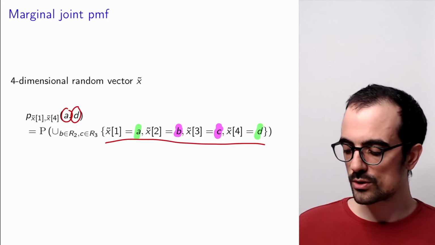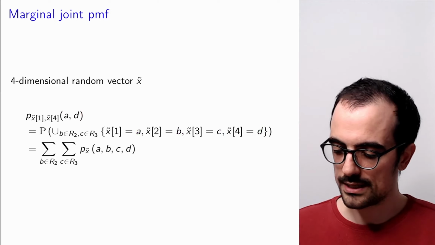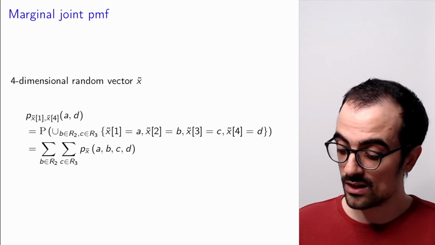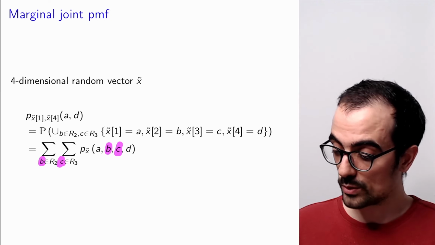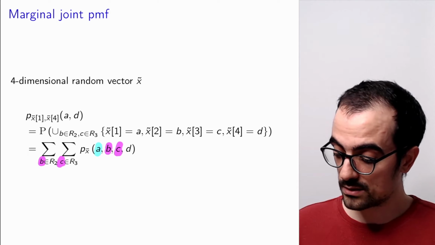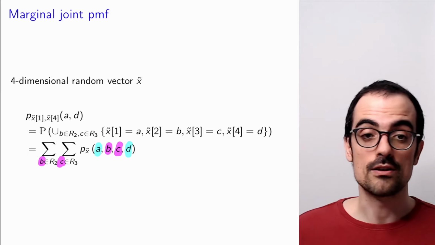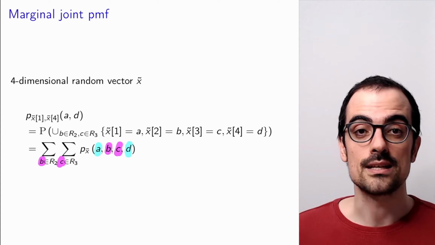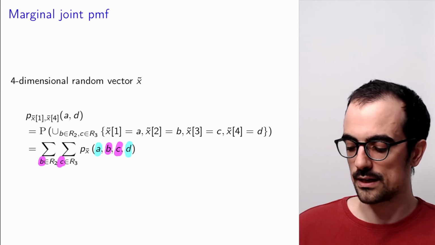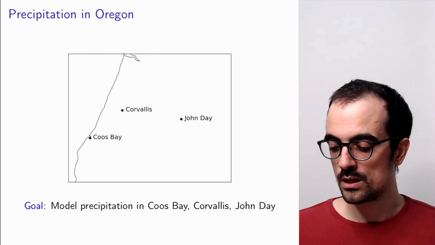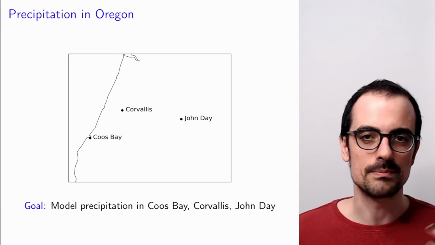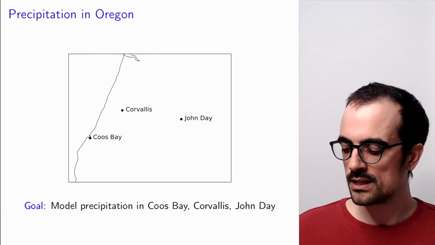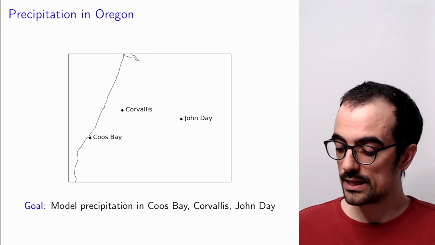Okay, so now we just sum the joint PMF. Again, we sum it over the values that we want to get rid of, the ones that we don't want to fix, and we fix the values of the random variables from which we want to characterize the marginal distribution. We're going to look at an example in a moment, and actually right now. So we're going to describe the joint behavior of precipitation in Oregon in three stations: Corvallis, Coos Bay, and John Day.